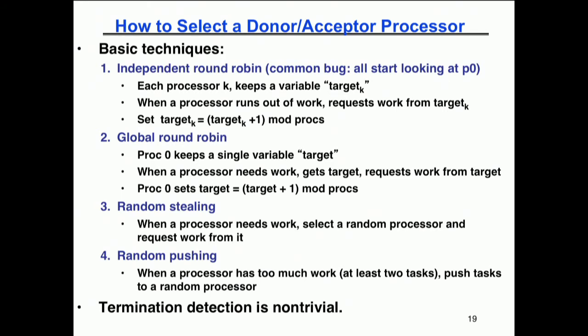We can do randomized stealing. Whenever a processor needs work, it computes a random number between 1 and p, and it just goes and steals from that processor.